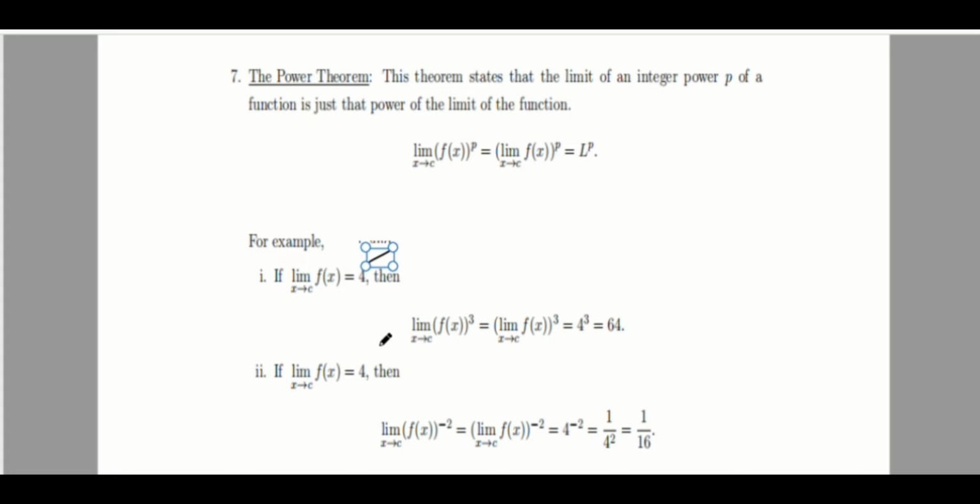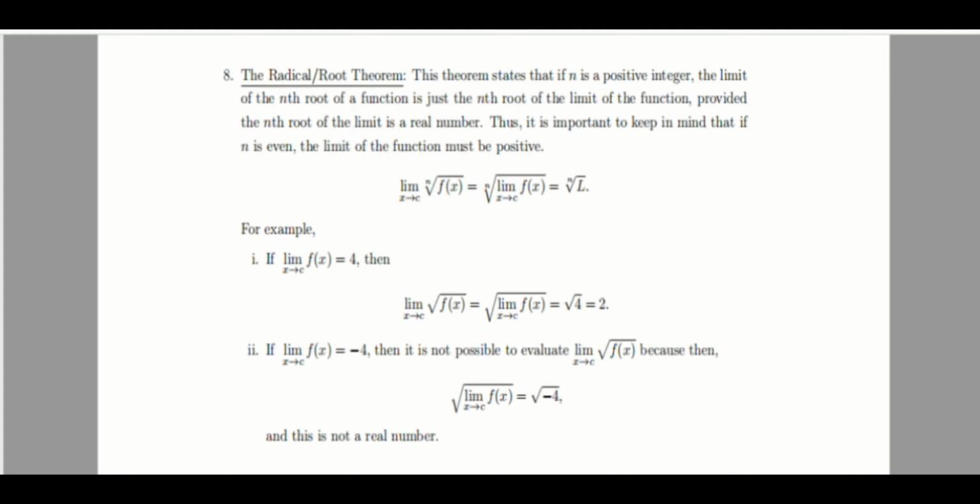Now if the limit of f of x is 4 and we're given with this, the power is -2. So, again, applying the power theorem, this is equal to this. And the limit of f of x is equal to 4. And 4 raised to -2 is equal to 1 over 4 squared. Okay, you take the reciprocal. And then 4 squared is equal to 16. So we have 1 over 16. So take note that if you have an exponent here, then of course you can factor out the exponent. And therefore the result is the limit of the function raised to the exponent. This is the power theorem.